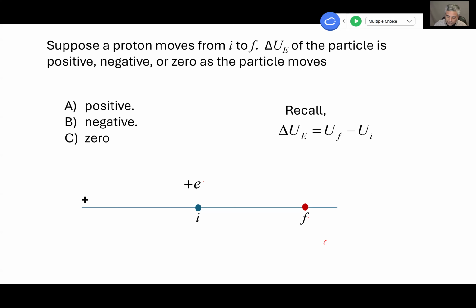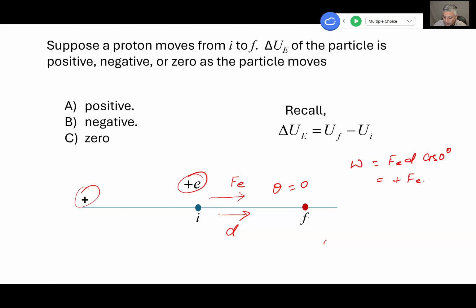So it is positive charge, and this is also positive charge. Basically, what's going to happen here is that the electric force is acting this way, and the displacement is also in that direction. So theta is 0, and the work done is going to be F·d·cos 0 degrees. So work done is positive F·d.